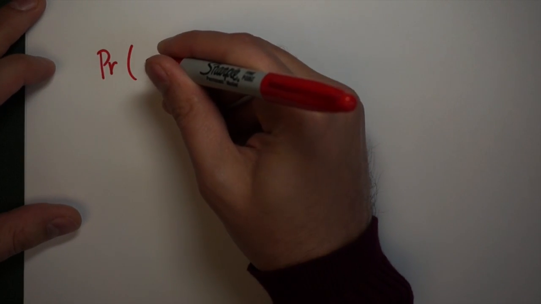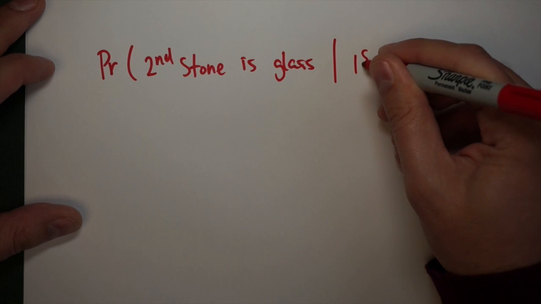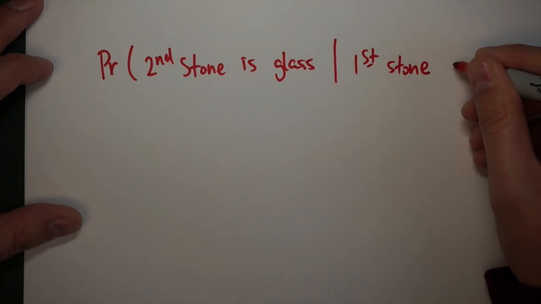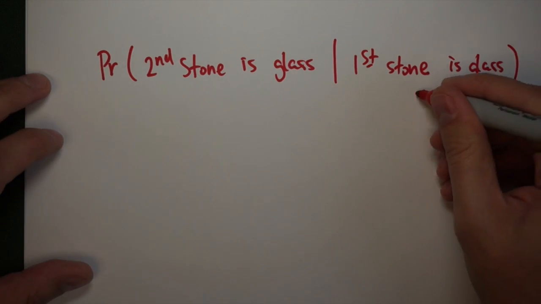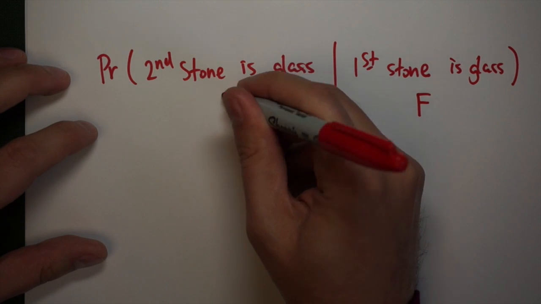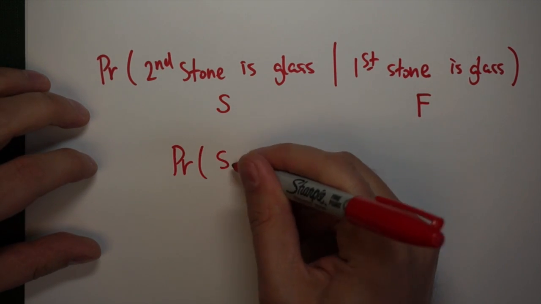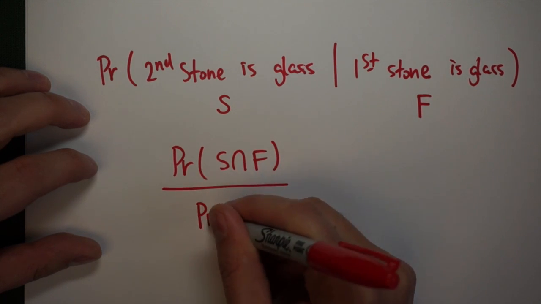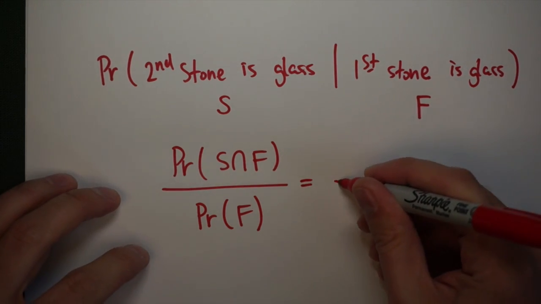I'm trying to find the probability that the second stone that I could possibly draw is glass, given that the first stone is glass. This is a very standard conditional probability. So let me name my 2 events. I'm going to name the first event here F for first stone, and the second event here S for second stone. So I want the probability of S given F. Now we have a formula for this. It's the probability of S intersect F divided by the probability of F. All we have to do is compute these 2 probabilities, and then the fraction will become the probability we're looking for. Let's start with trying to find the probability of F.